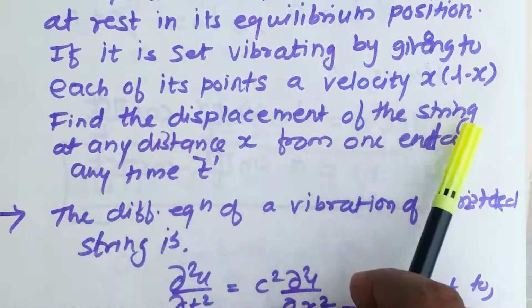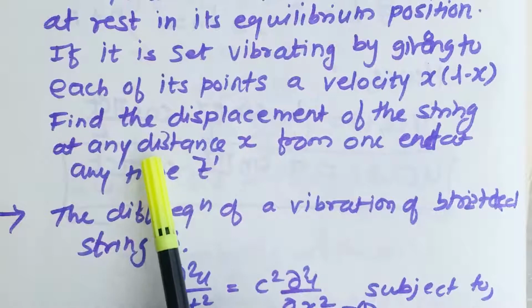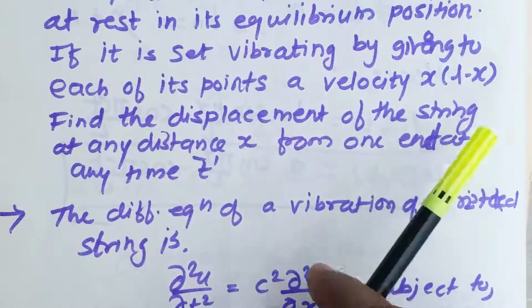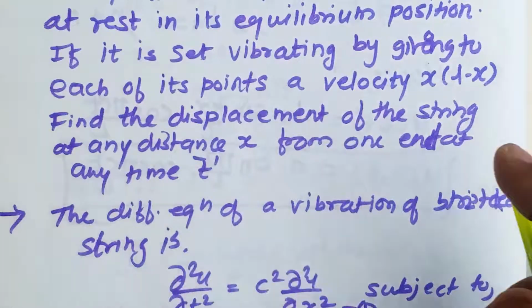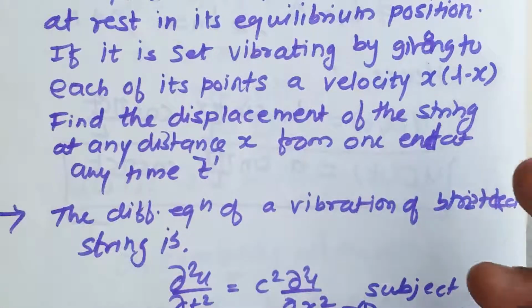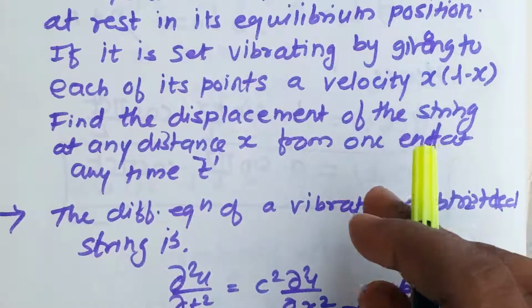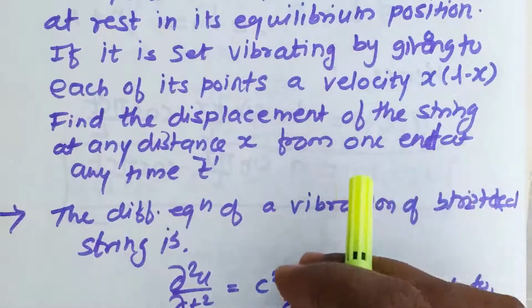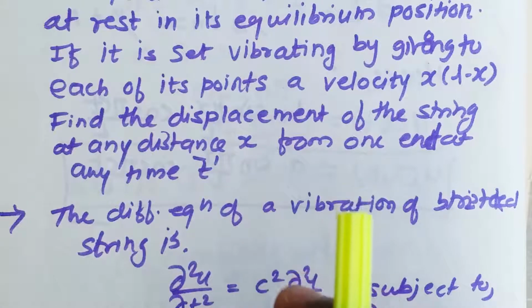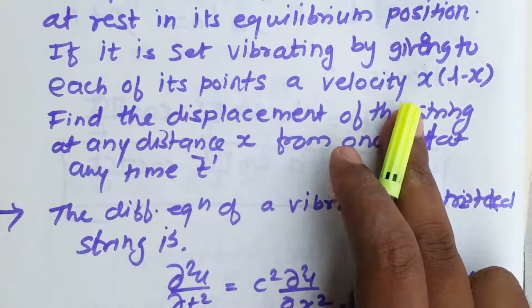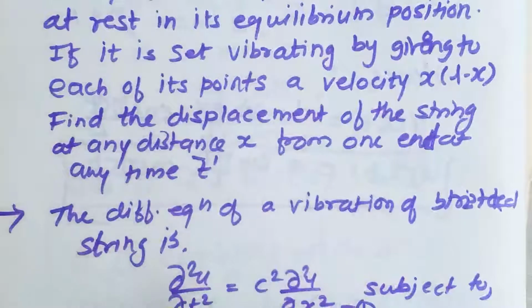We need to calculate the value of the displacement, that is u or phi. So initially we are having velocity, which means initially the displacement will be 0. When we start giving velocity, at that time there will be no displacement, and this much velocity will be the velocity at t equal to 0.